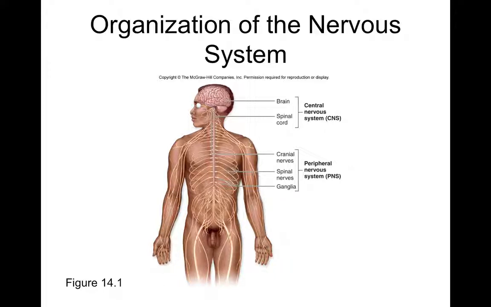If it's motor information, we call that efferent, because it's going away from your central nervous system out towards muscle. And if it's sensory information, we call that afferent, because it's actually bringing information towards your central nervous system, where your central nervous system can help process that information.